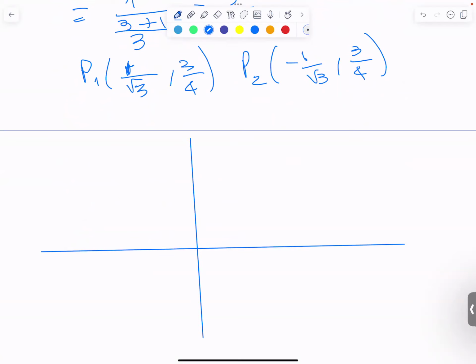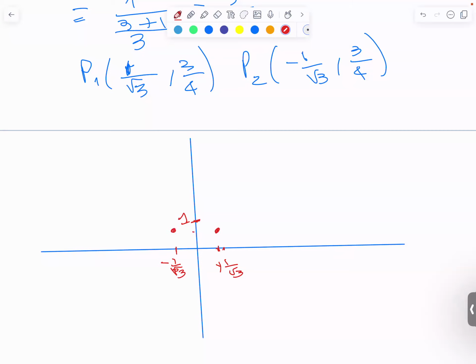The graph: 3/4 is less than 1. We have an absolute maximum and local maximum of 1. 3/4 is less than 1, of course. Now we have 1 over the square root of 3 around here, negative 1 over the square root of 3, positive 1 over the square root of 3, and 3/4 here and 3/4 here.